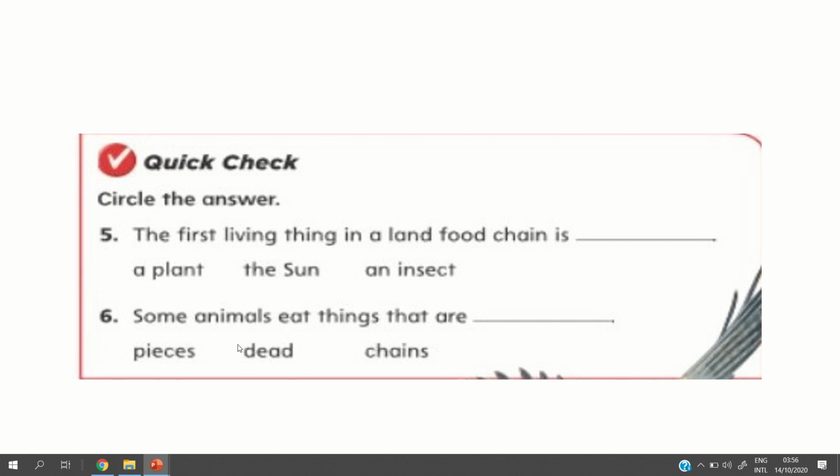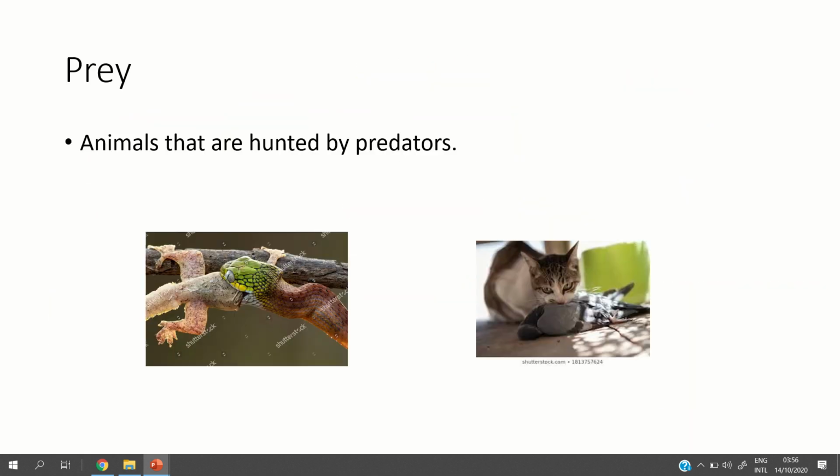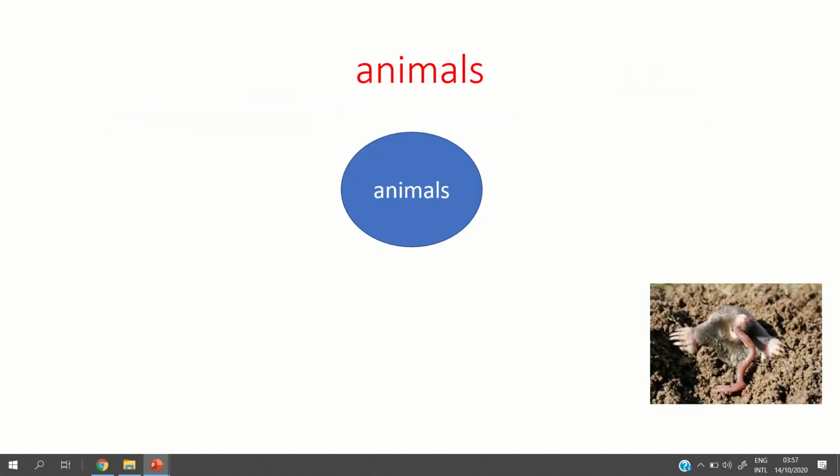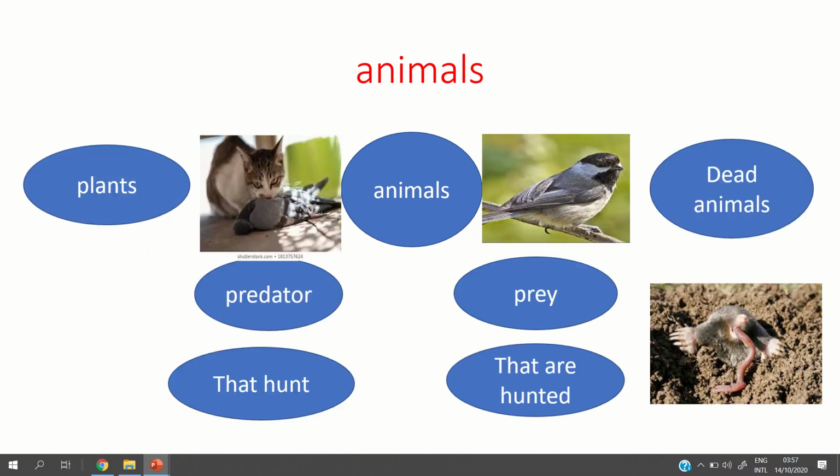Which one can eat the dead animals? Which animal is called a worm? It is called a worm. I want to show you a picture again. Look at this one. The worm here eats the dead animals, and the animals can eat the plants, animals, and dead animals. Okay.